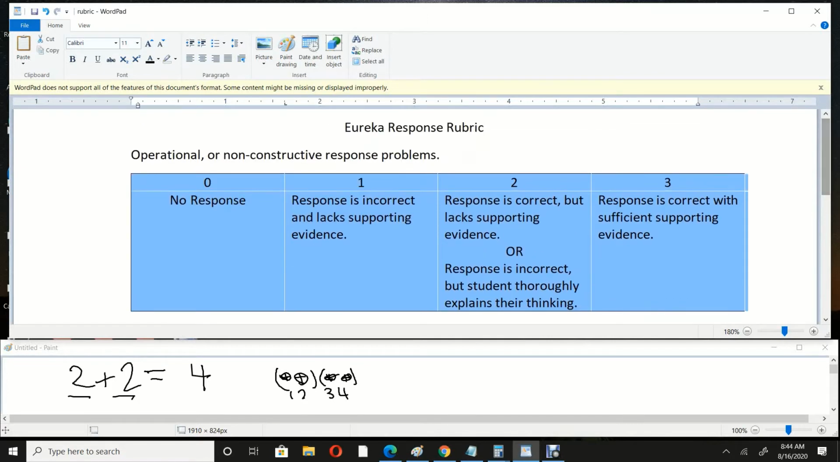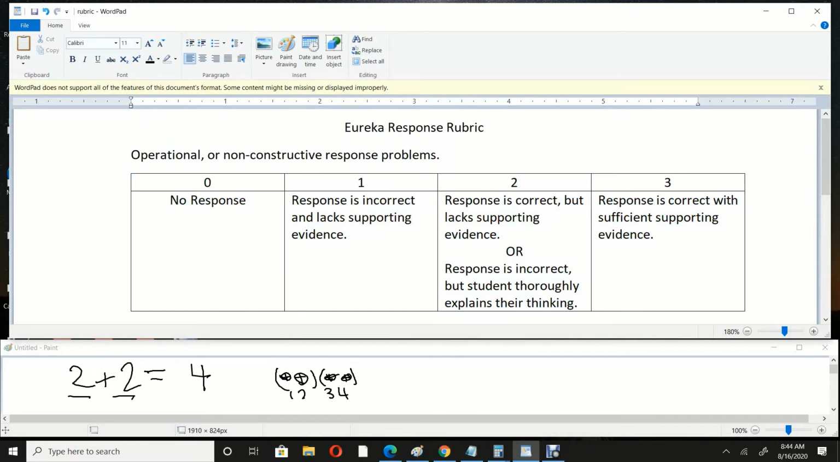And 2, I wanted to talk about 2 because response is correct but lacks supporting evidence. So let's say I skip any of the work that I could have done to show what I did, and I just wrote 4, right, in my example. So I just wrote 4 instead of any supporting evidence. Well, I still get the 2, but I didn't support my work, so I don't get all the way up to 3. But it's this other or part right here that I wanted to talk about.